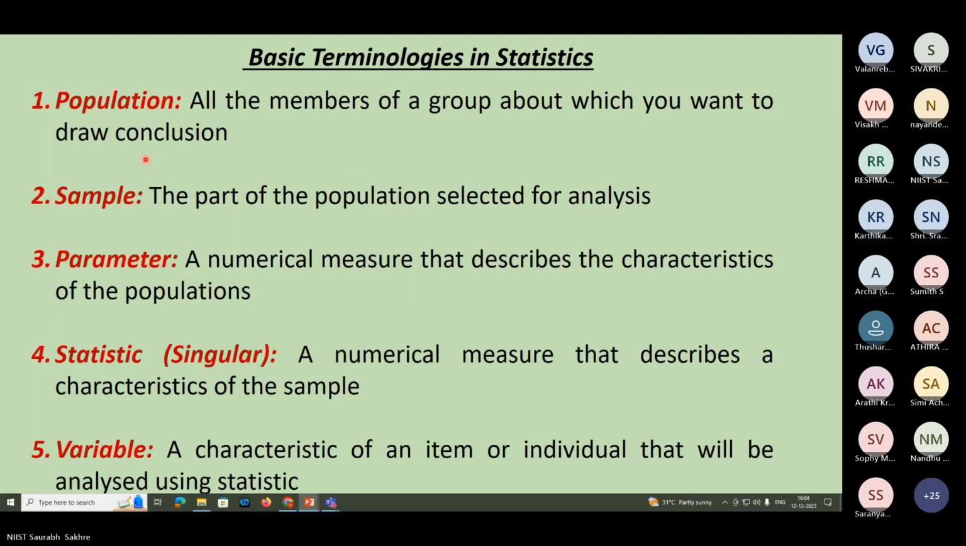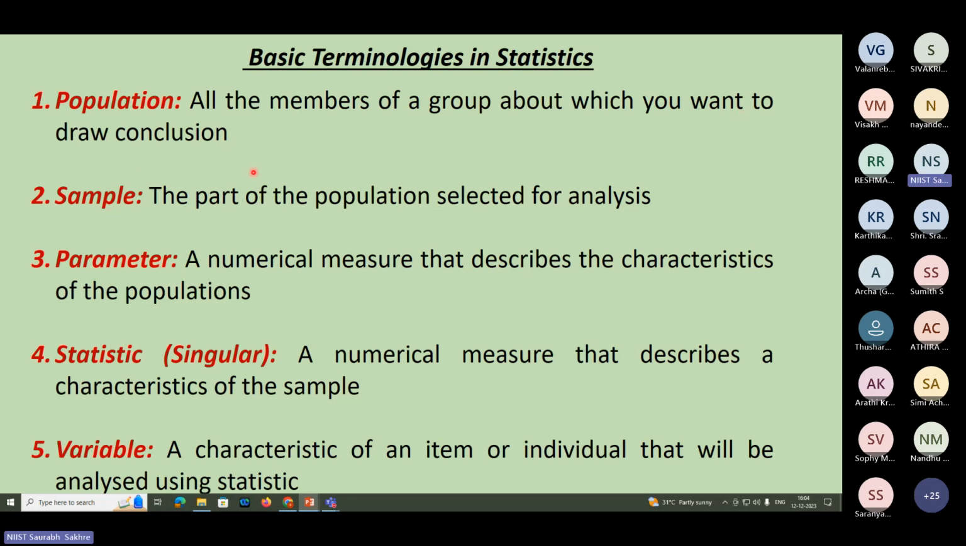So starting with the population. What does population mean? Population is all the members of a group about which you want to draw conclusions. Right. So in statistics, why do we apply statistics? We apply statistics so that we can draw some conclusions out of it and we can make some decisions out of it. So what is population? Population is all the members of a group about which you want to draw conclusions.